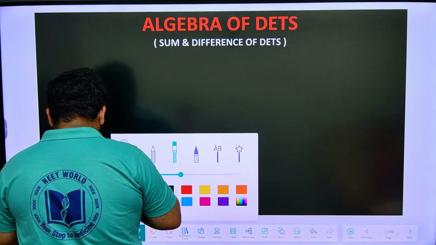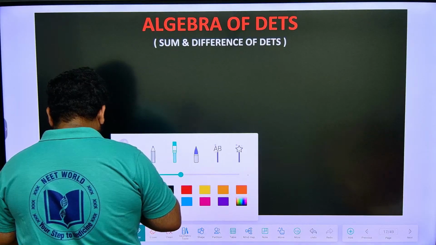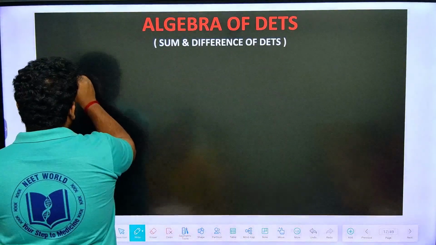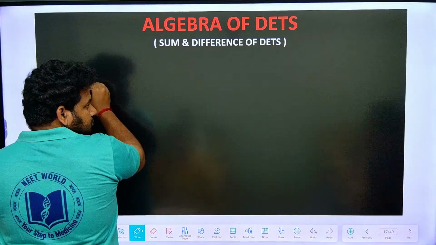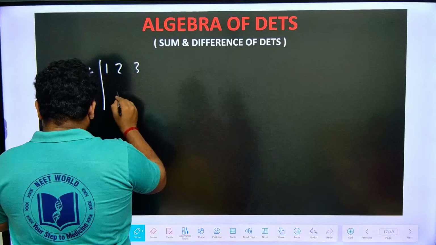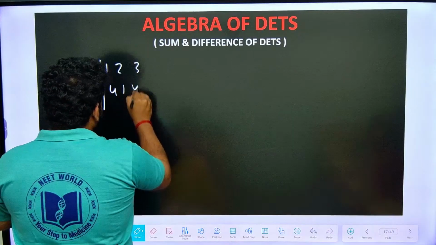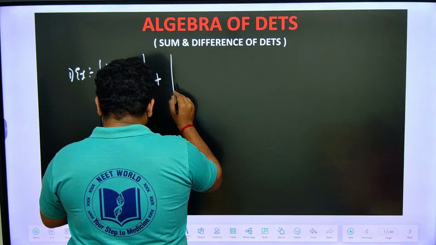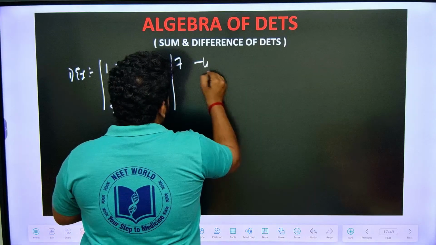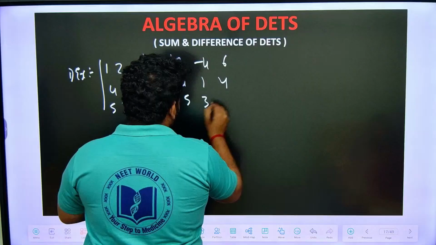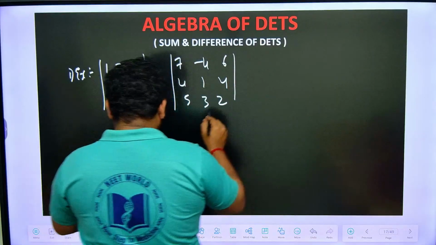I hope I have given the important, standard determinants in the last class. If I talk about an example here, let us take up a determinant 1, 2, 3, 4, 1, 4, 5, 3, 2, plus another determinant 7, minus 4, 6, 4, 1, 4, 5, 3, 2.